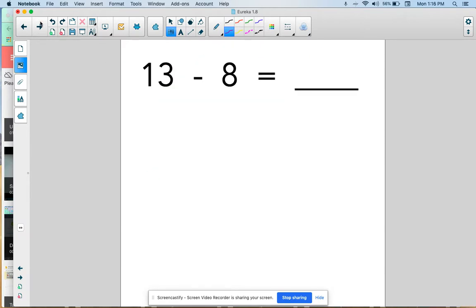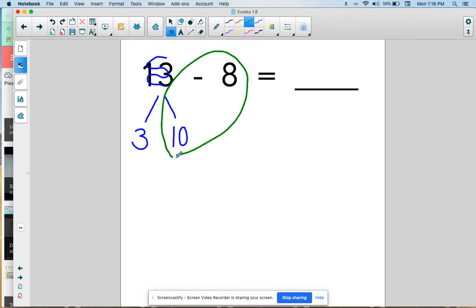Let's try another one. 13 minus 8. Take out a 10. And if I had 13 and took out a 10, I'd be left with 3. I like to just put a little squiggly through it so the kids know we've already used it. Now I can say 10 minus 8 is 2. I'm left with 3 and 2. 3 plus 2 is 5.